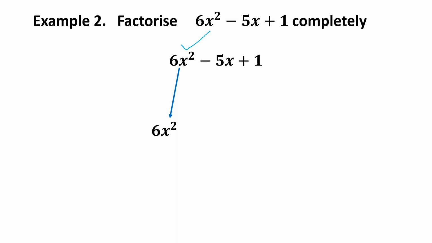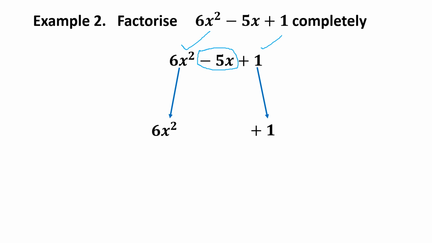Then this constant, we drop the term in x squared and a constant. So we are also now dropping this constant 1 like this. Then after that, we are now expressing this minus 5x as a sum of two terms. And those two terms, we find them this way.